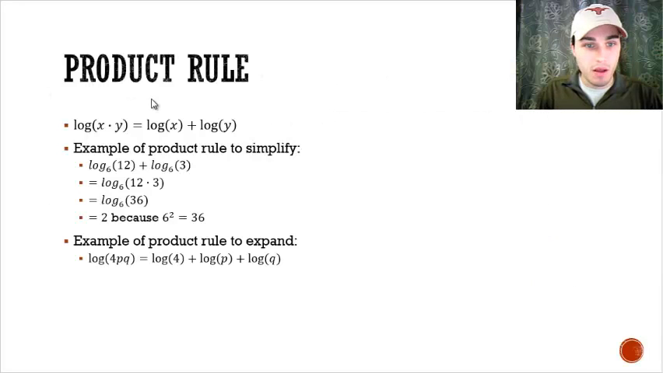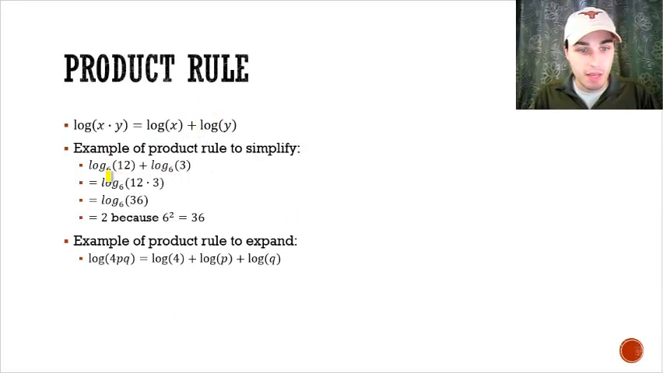This is properties of logs. The first property is the product rule. Basically, if you see a product of two things within a log, what that allows you to do is to split it apart as addition of those two logs.